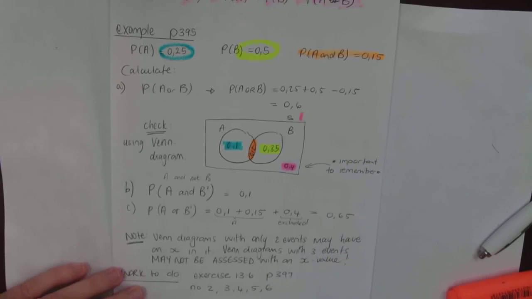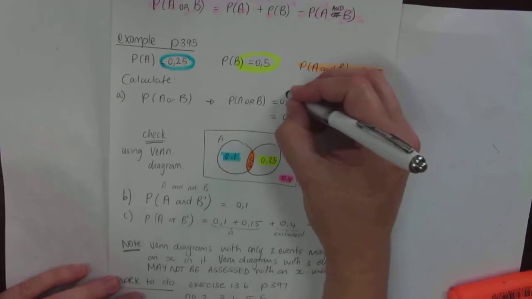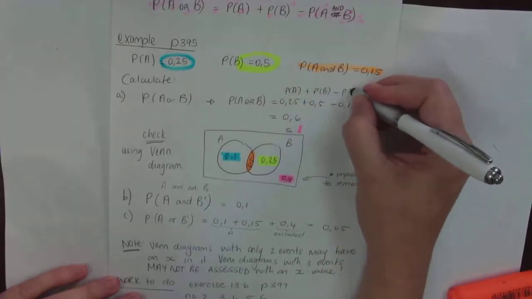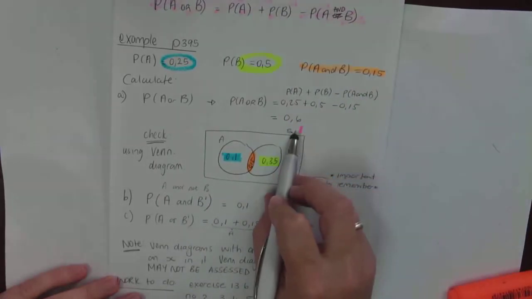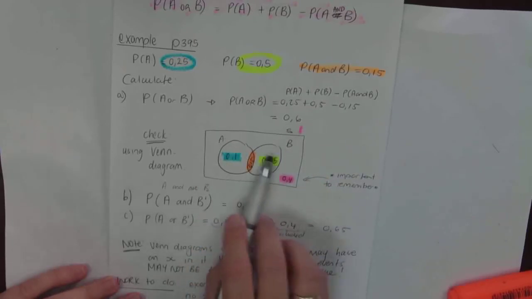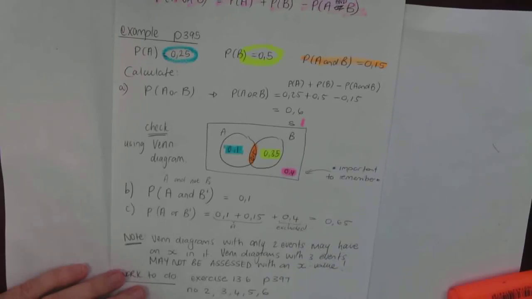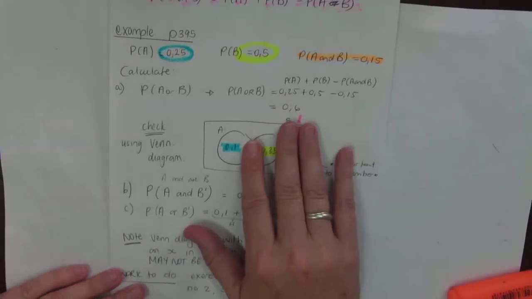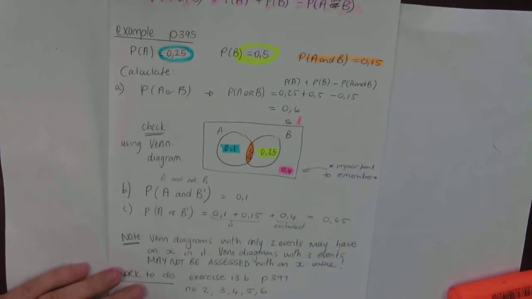So the probability for A or B, if I use the identity, the probability of A plus the probability of B minus the probability of A and B gives me 0,6. If I went and added those 3 numbers, I'll get the same answer. If I want the probability of A and not B, so there's A, but I'm not allowed to have B, it's 0,1.